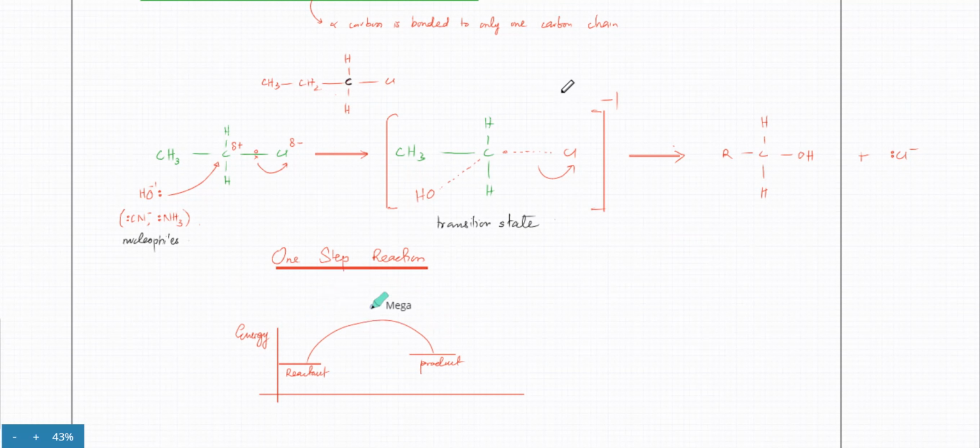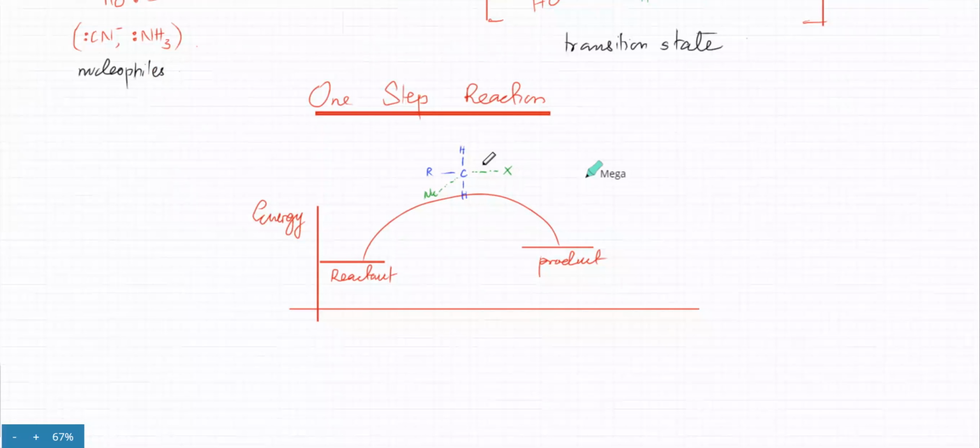This is where the transition state would be: you have a carbon chain, and you have H, and you have another H, and there would be a nucleophile trying to bond with it. Let's call that Nu. And there would be a halogen that would be trying to go away. So this is your transition state somewhere over here, where the transition would be happening. So that's your transition state.